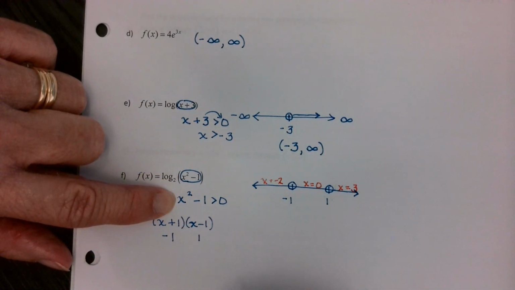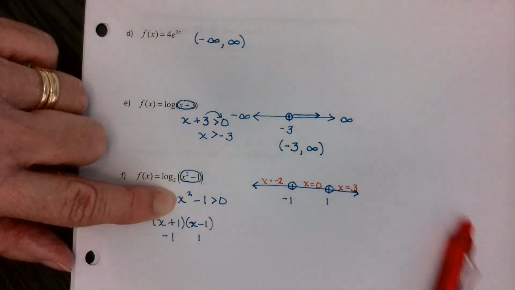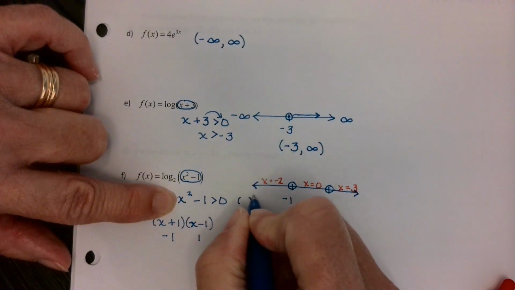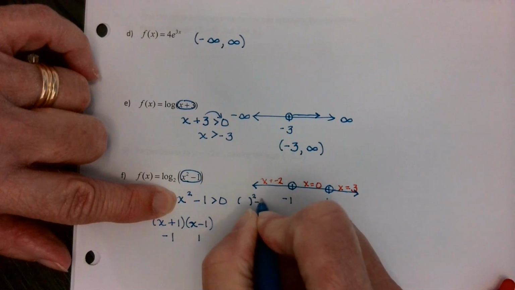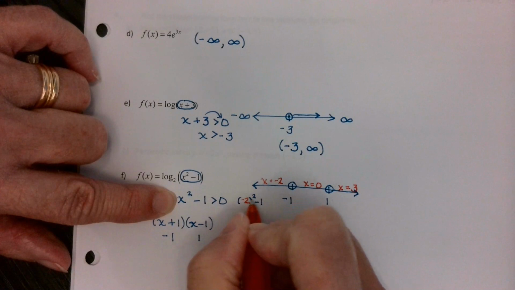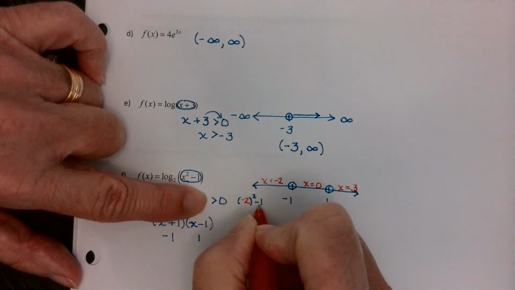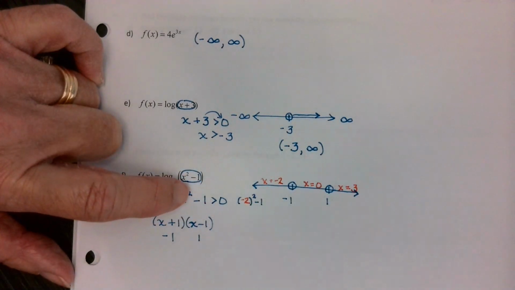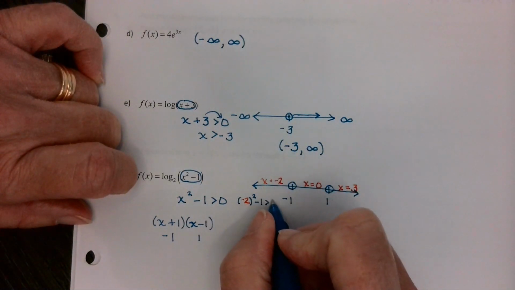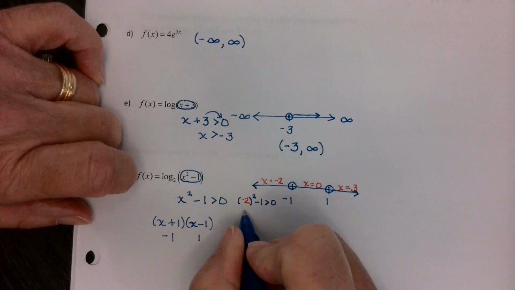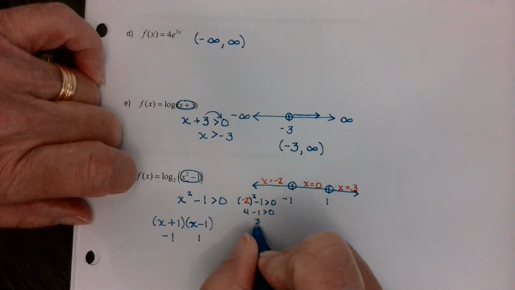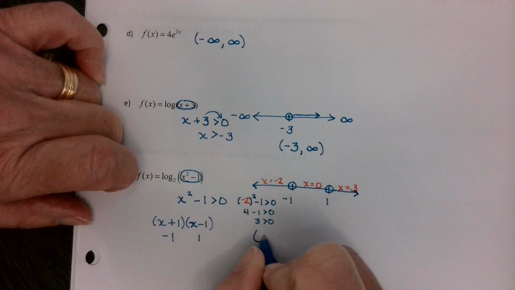And what I'm going to do is plug it in right here. I am going to say my x, which in this case is going to be negative 2. I'm going to say negative 2 squared minus 1. And if these values work, it'll give us a number that's greater than 0. This gives us 4. 4 minus 1, that gives us 3. 3 is greater than 0, so that works.